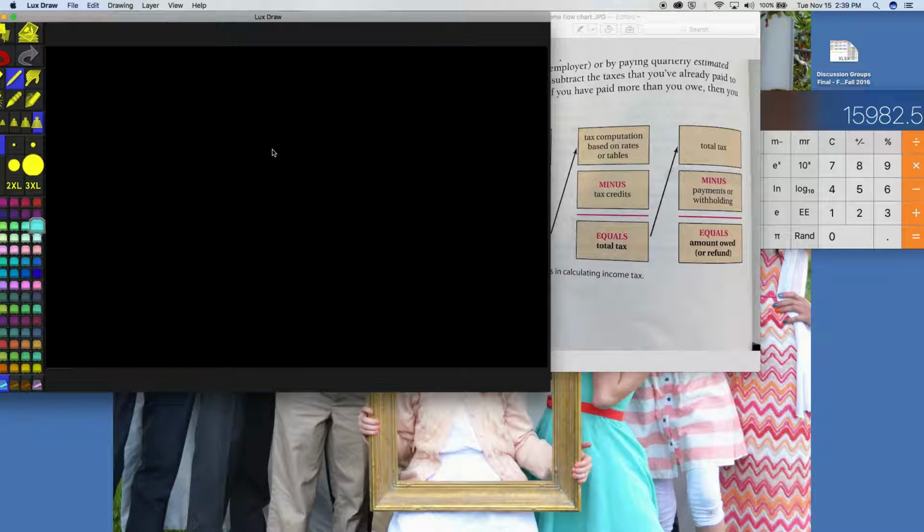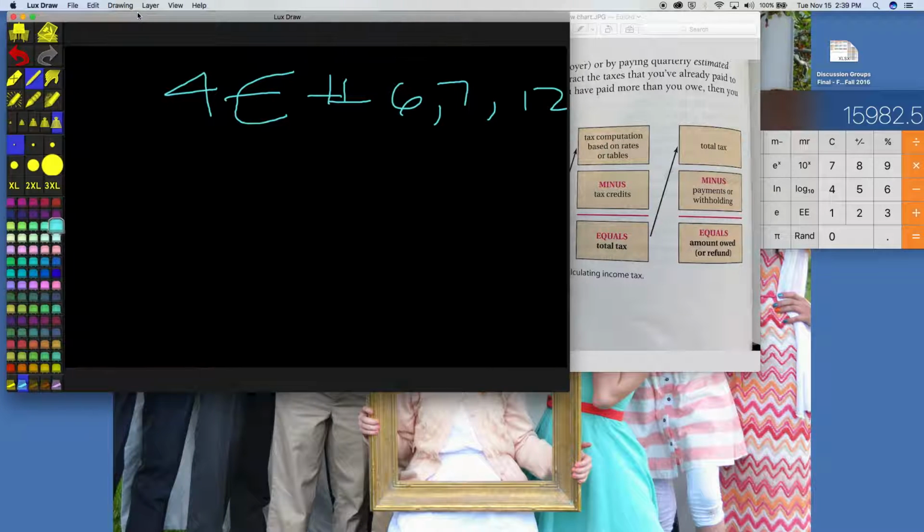Okay, we're going to look at the tax homework for this week. Some of it is a little confusing because you do three basic different things. So this is homework 4E, and I'm going to look at number 6, 7, and 12. I'm not going to do all the calculations on these, but I'm going to show you basically the difference between the three problems.